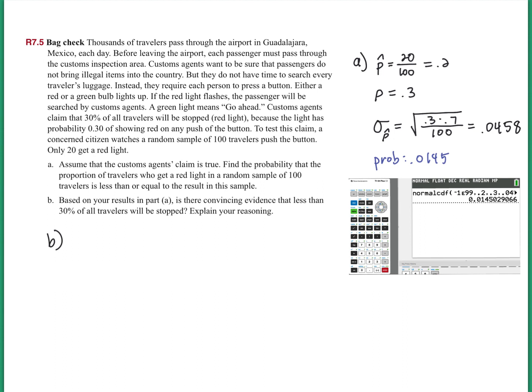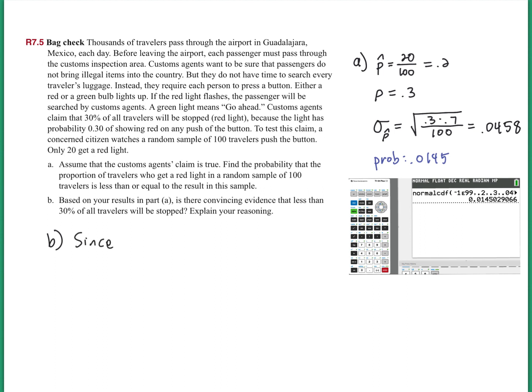Okay, so based on your results in Part A, is there convincing evidence that less than 30% of all travelers will be stopped? Explain your reasoning. Okay, so there is convincing evidence. Yeah, so there is convincing evidence since, here, we'll write this out.